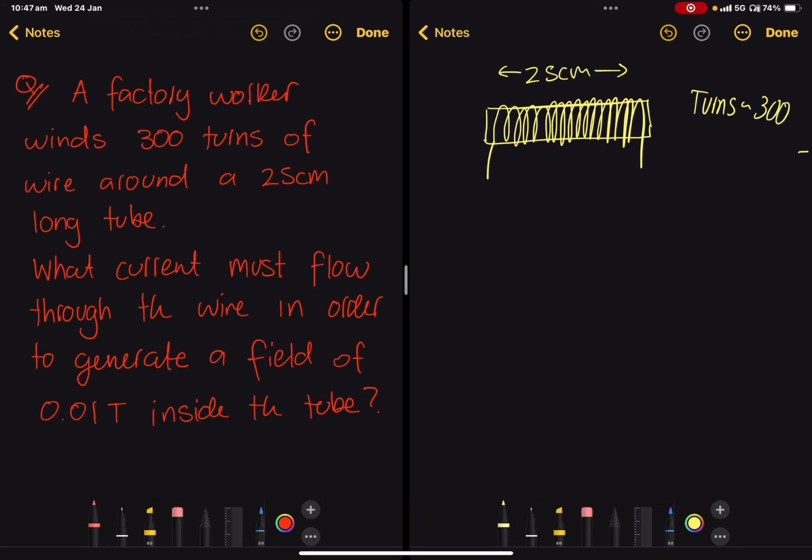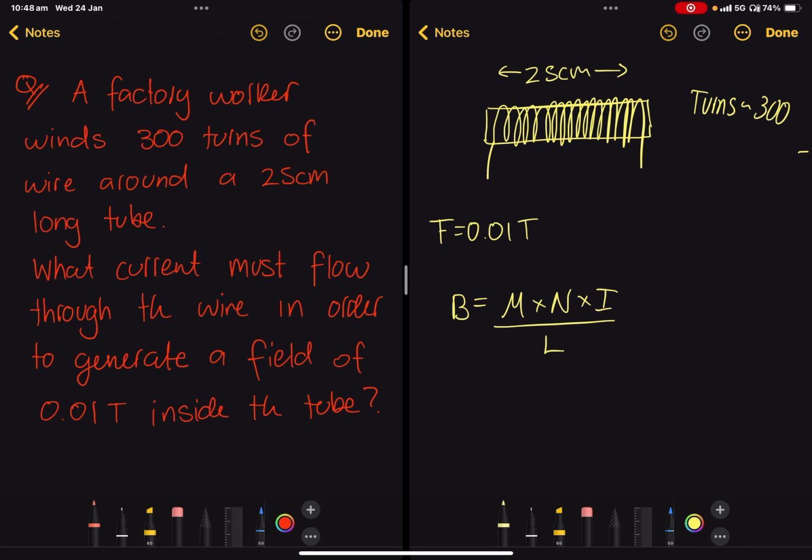So we're asked what current must flow through the wire in order to generate a field inside the tube of 0.01 Teslas. So the field, which I'm calling B, has to be 0.01 T. Okay, so we have a field strength formula for this. We know that B, the strength of the field, is going to be equal to a constant times the number of turns times the current divided by the length.